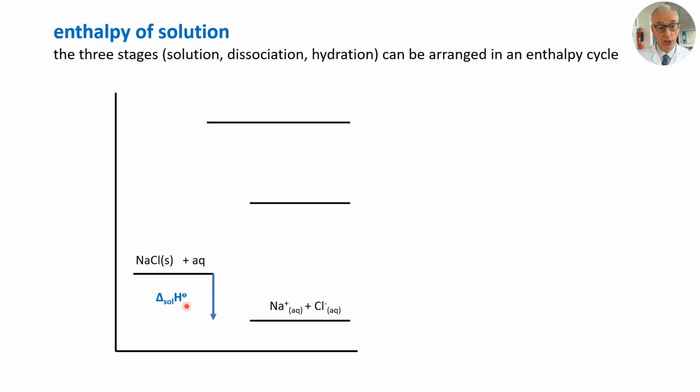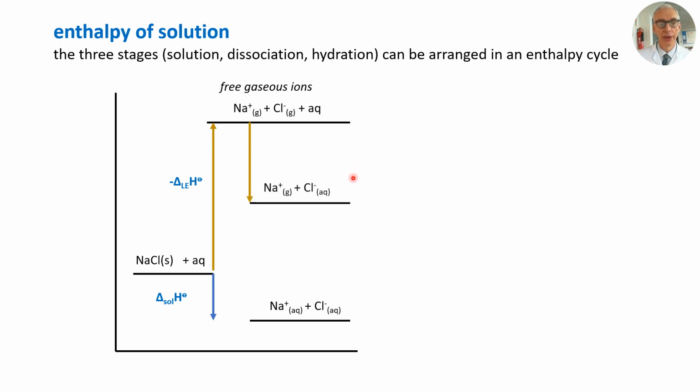But we can also go in an alternative route. We can go from the ionic lattice to the free gaseous ions, and that of course is the negative of the lattice enthalpy. We can then go from the free gaseous ions to the aqueous chloride ion, and that of course is the hydration enthalpy of chloride ions. And then if we look here, we've got sodium gaseous to Na plus aq. That of course is the hydration enthalpy for the sodium ion.